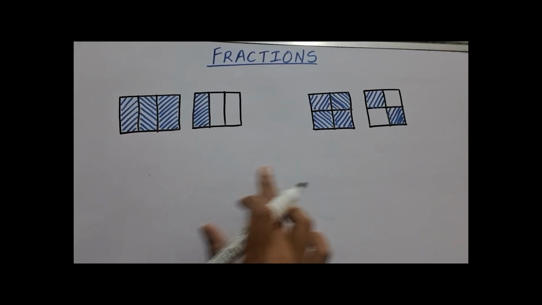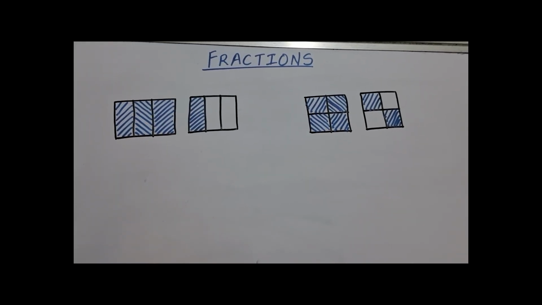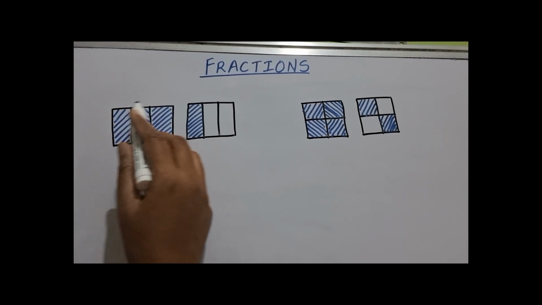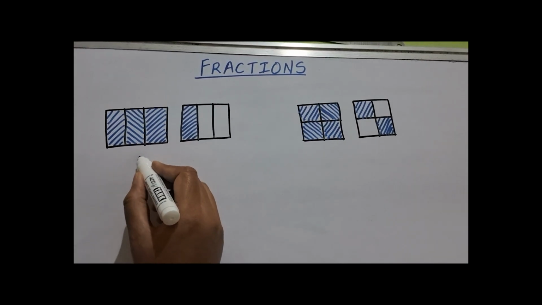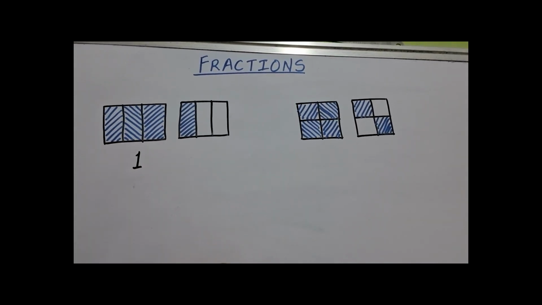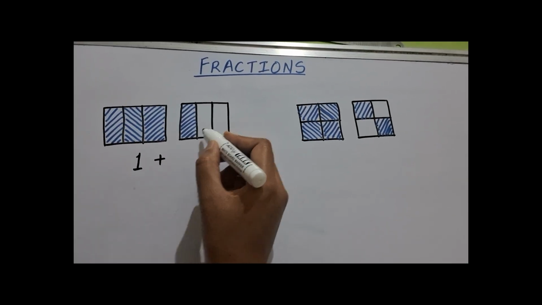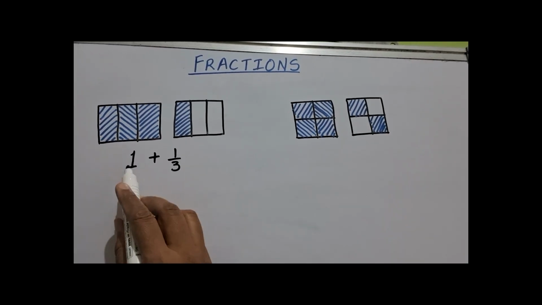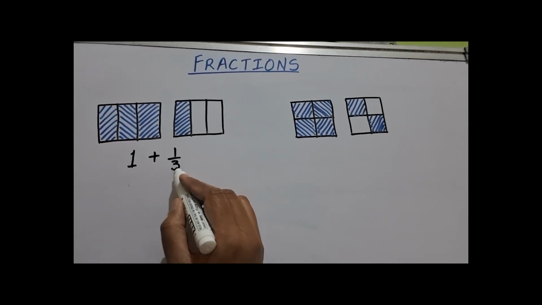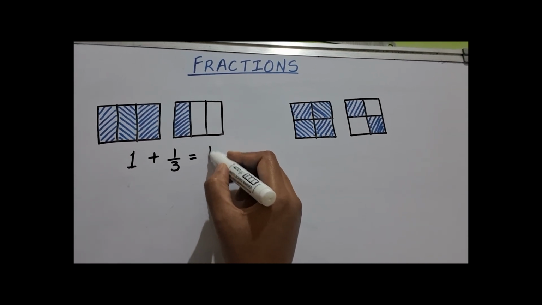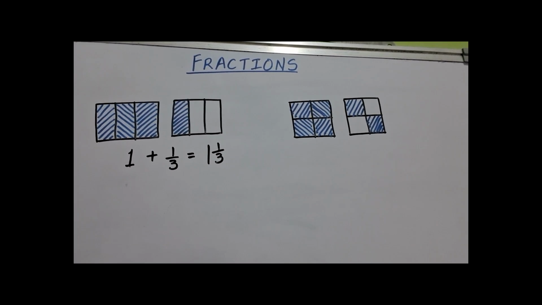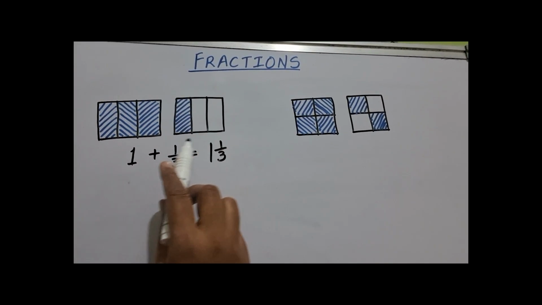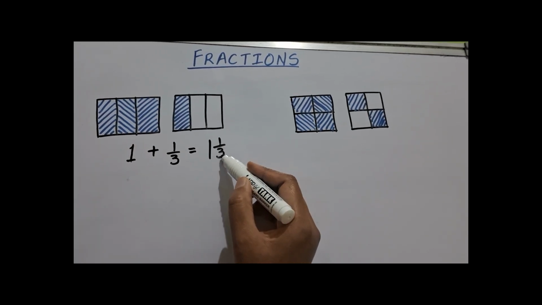Now if you consider these two fractions, children, the shaded parts, here we can observe that one full thing is shaded. So it can be written as one whole thing, plus this one also. This one is how much? This is 1 by 3. So one full thing plus 1/3 of that one. That means the shaded parts' fraction of these two figures will be 1 by 3.